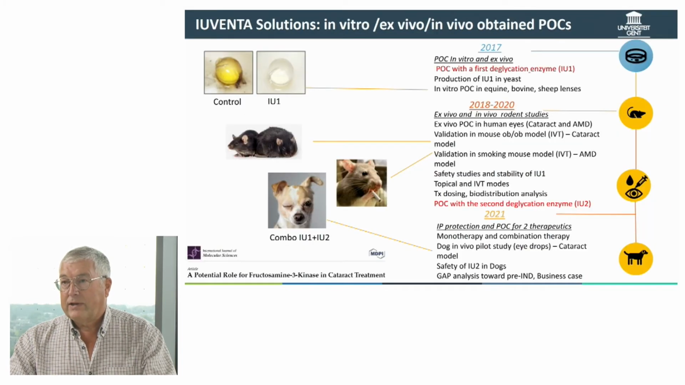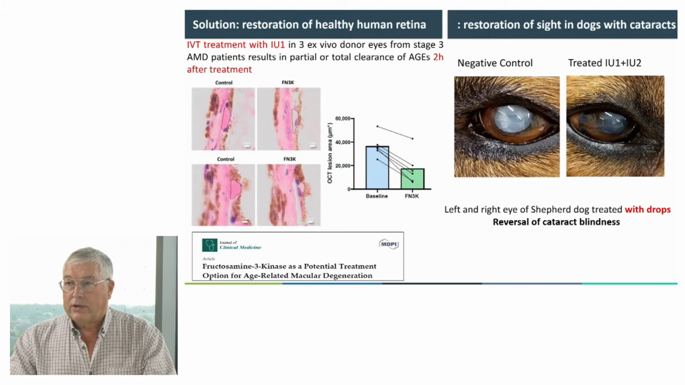Over the last few years, Juventa has generated in vitro, ex vivo, and in vivo proof of concepts, both with IU1 and IU2 enzymes, and also with intravitreal injections and with drops. On this slide, we illustrate two different proof of concepts. On the left, human ex vivo donor eyes from stage 3 AMD patients that are treated through in vitro IVT injections with IU1, and you see partial or total clearance of AGEs within a 2-hour period.